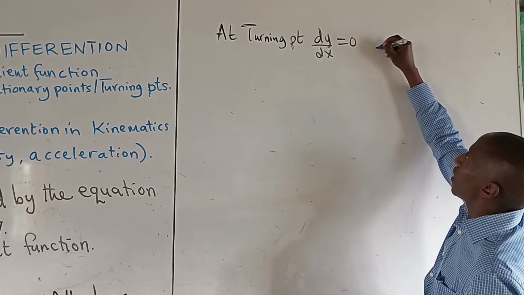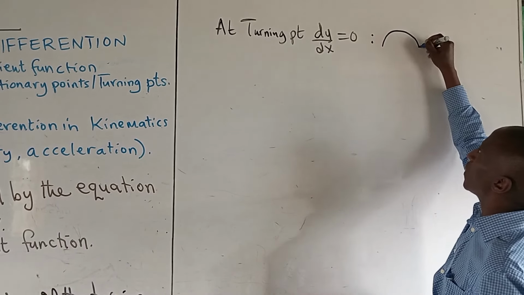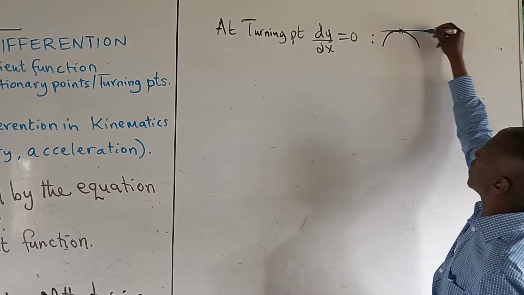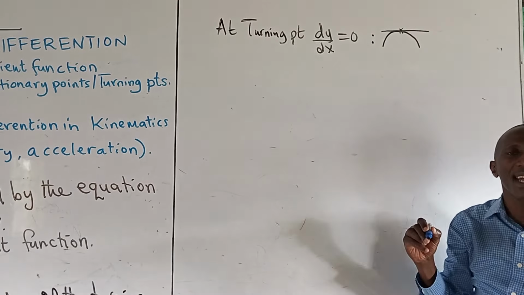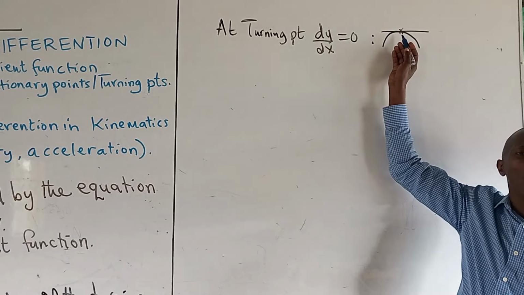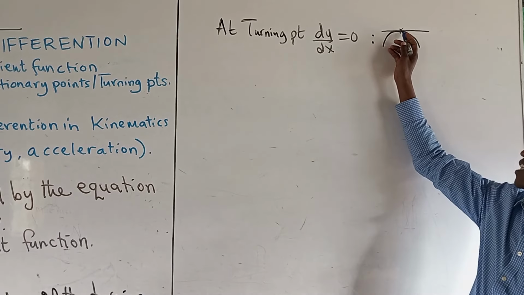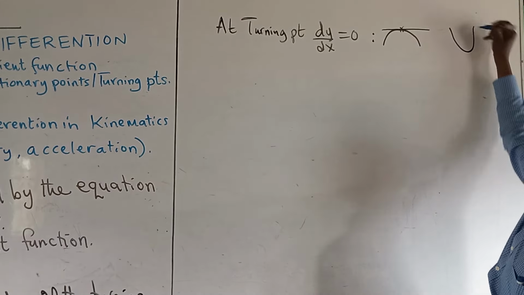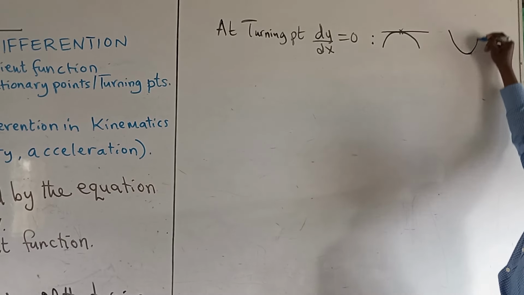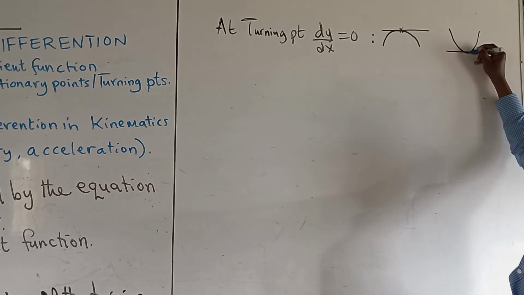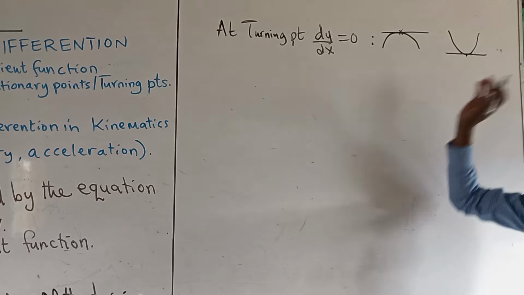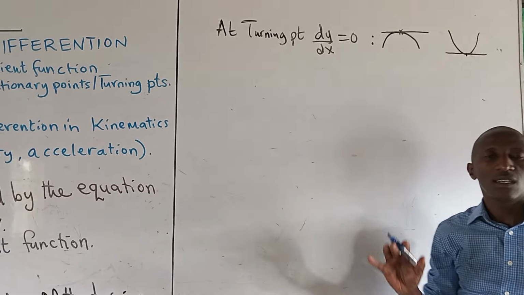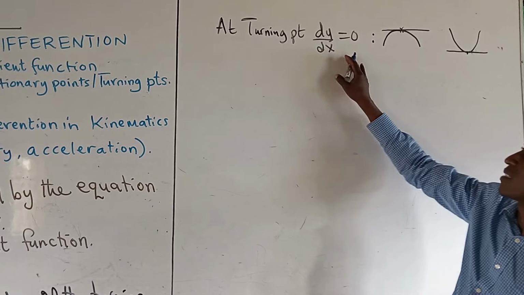It means that if the turning point is of that nature, at this point the line is a tangent and it's a horizontal line. So the gradient is 0. Or if it is a minimum like that, then this is the turning point. So at this point, the gradients are 0. That is the explanation behind stating this way.